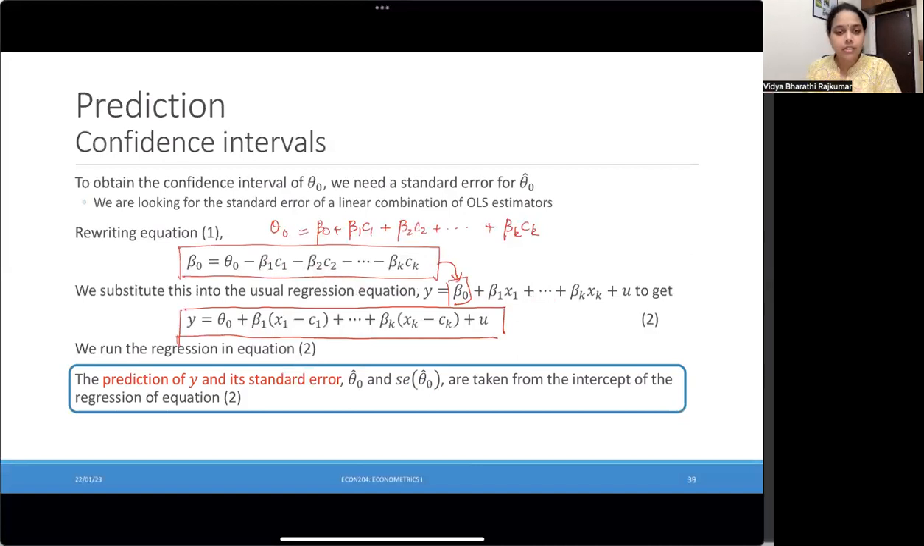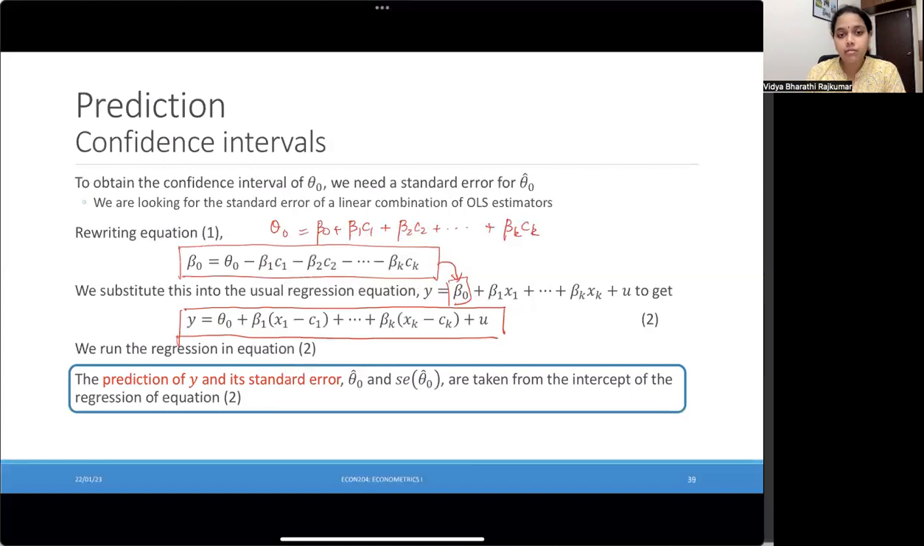So what we've now done is transformed our regression model in such a way that the intercept measures the prediction that we care about, and all of the regressors have now been transformed, where you take a regressor and subtract the particular value of that regressor that you care about. So we are setting x1 at c1, x2 at c2 and so on. You take every regressor, subtract that relevant c value from it, construct a new set of regressors and then run this regression.